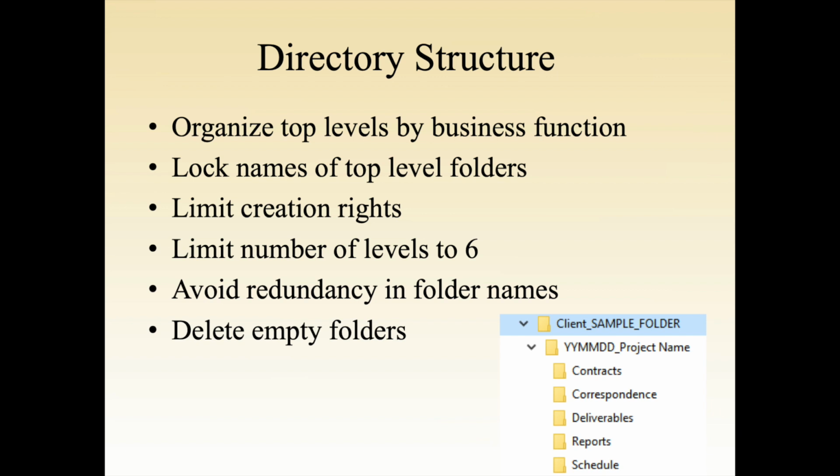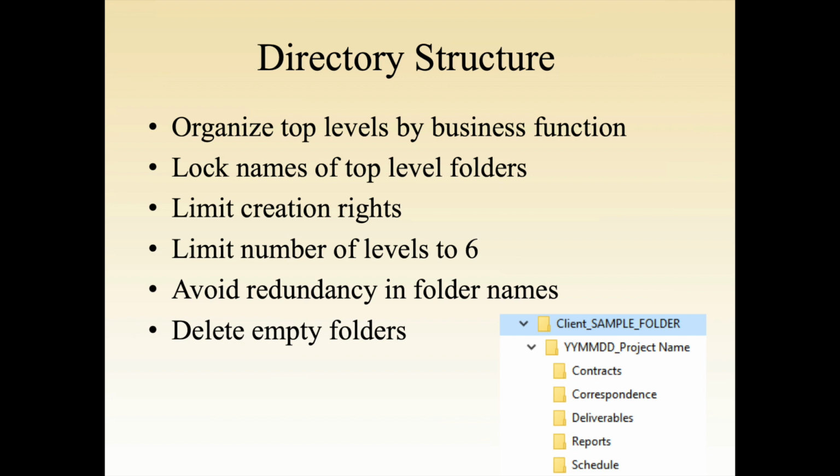When it comes to creating an efficient directory structure, we encourage you to start by organizing your top-level folders by business function. For example, at the State Archives, we have different top-level folders for things like our public records program, reference services, collections management, outreach efforts, administration, fiscal records, and volunteers. Another good idea is to limit who can rename or create new top-level folders.